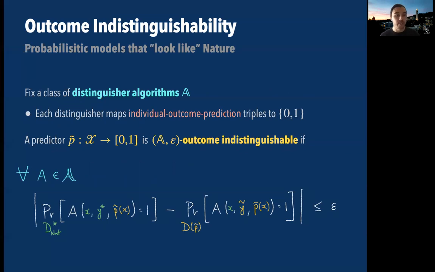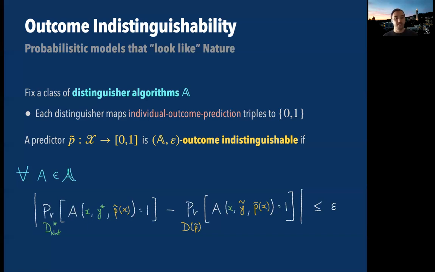First, we're going to fix a bounded class of distinguisher algorithms, which we'll denote A in this talk. These algorithms will take in individual, outcome, prediction triples and map them to 0, 1, so there'll be some class of Boolean functions. Then we say that a predictor is (A, epsilon)-outcome indistinguishable if, for all algorithms A in the class, the probability that the distinguisher returns 1 on samples from nature and samples from the model are within epsilon of one another.